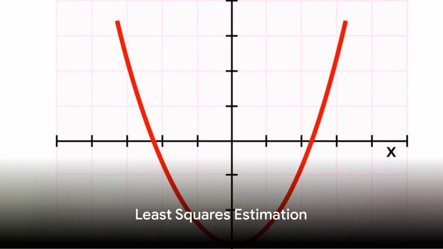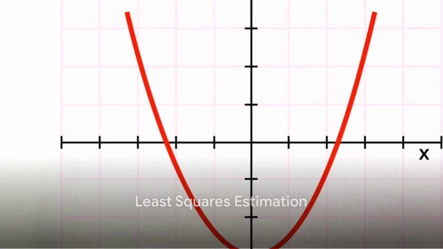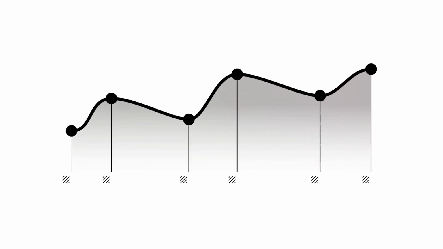To find the values of a and b, we use a method called least squares estimation. This technique minimizes the sum of the squares of the differences between the observed and predicted values of the dependent variable. In simpler terms, it finds the line that best fits the data points.